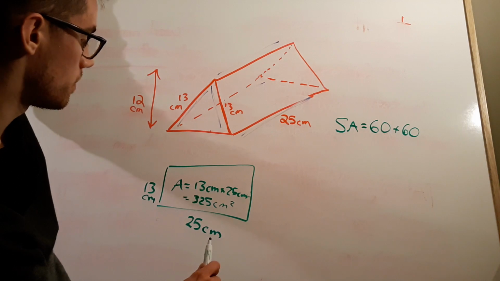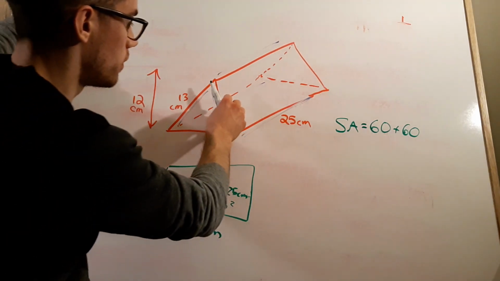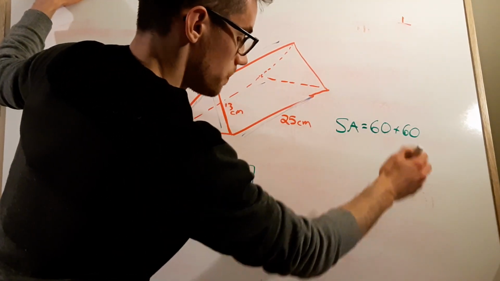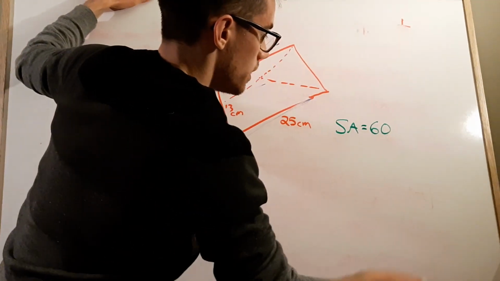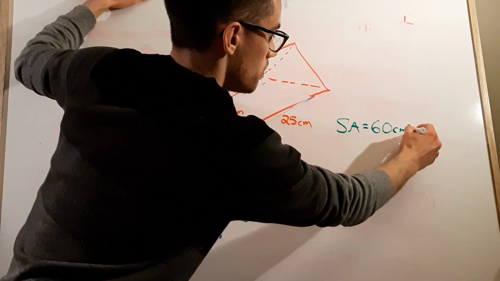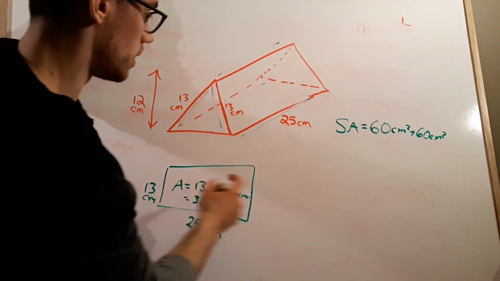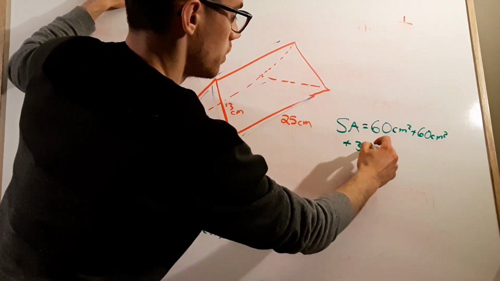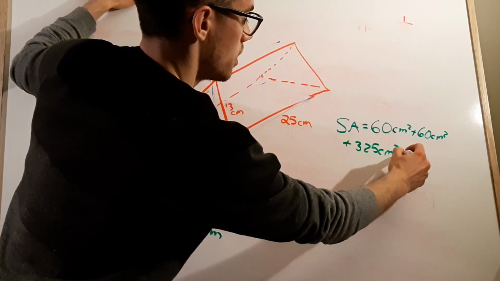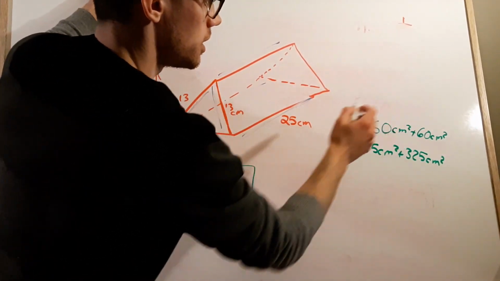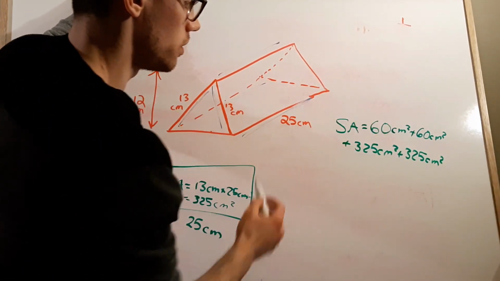So we have 325 for this part and 325 for the back part. So I'm going to put 60 centimeters squared plus 60 centimeters squared, and I'm going to put two more of these on. So I'm going to put plus 325 centimeters squared plus 325. And again, you could have gone 2 times 60 plus 2 times 325.